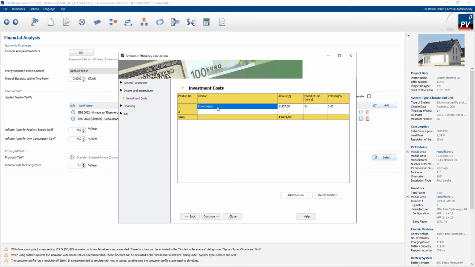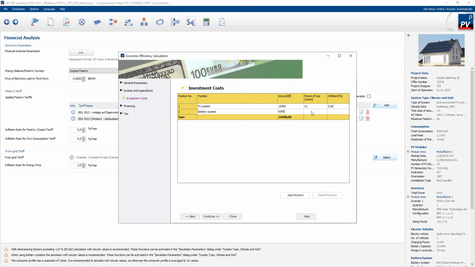All this is possible. We would like to have 2 positions, the PV system itself, as well as the battery system. And then we have to enter the cost here. It's 10,400 euro for our PV system and 6,300 euro for our battery system.